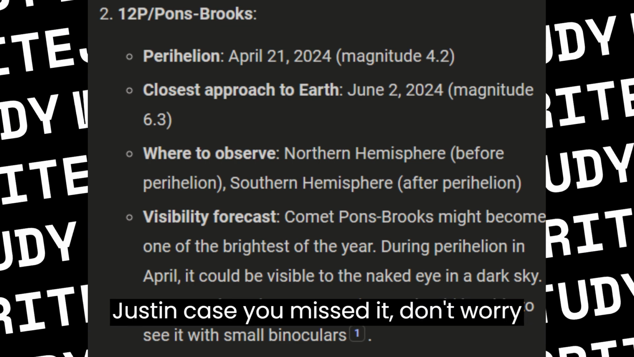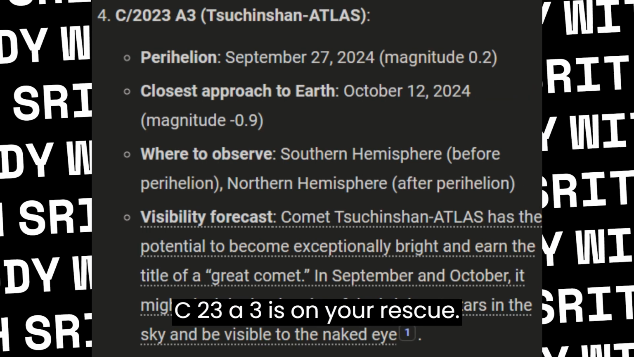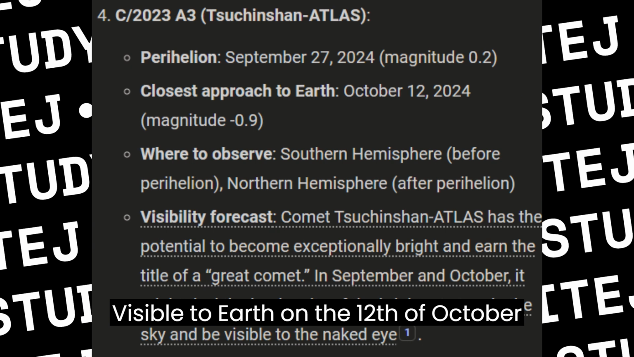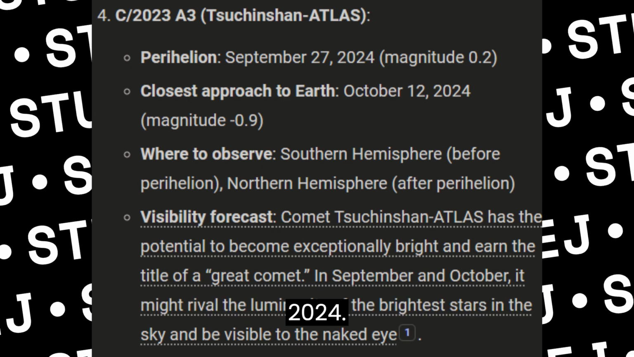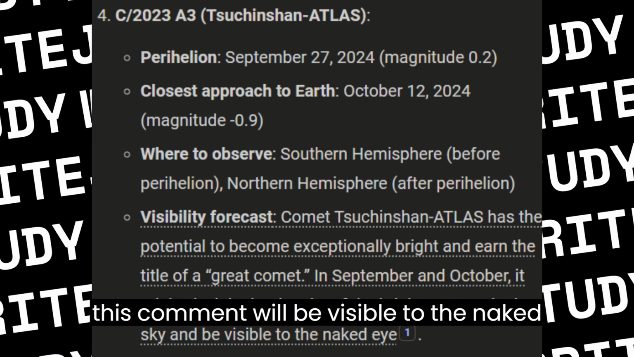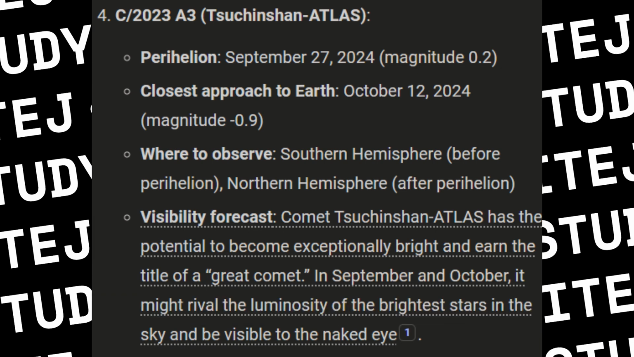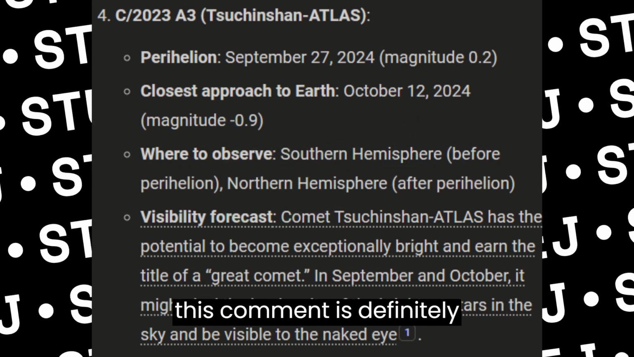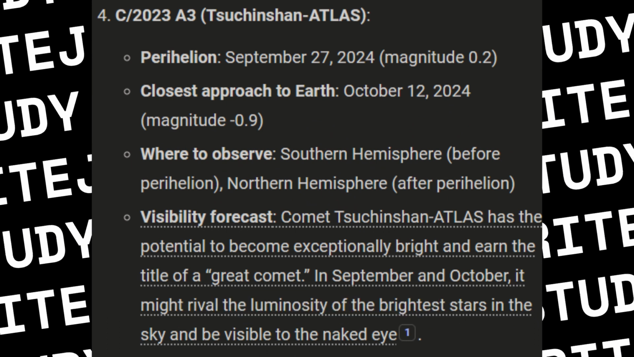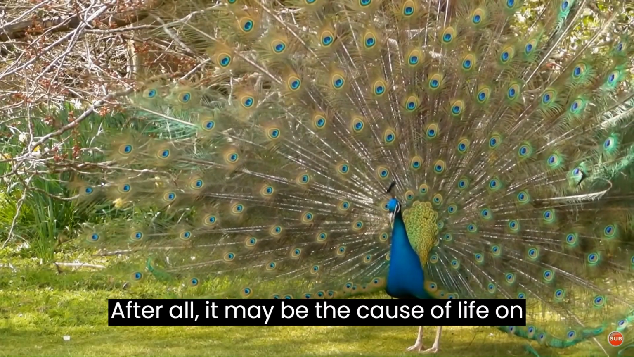Just in case you miss it, don't worry, comet C/2023 A3 is on your rescue. Visible to Earth on the 12th of October 2024, this comet will be visible to the naked eye. This comet is so bright that it earned the title of the Great Comet. So this comet is definitely worth the time to watch it. After all, it may be the cause of life on Earth.